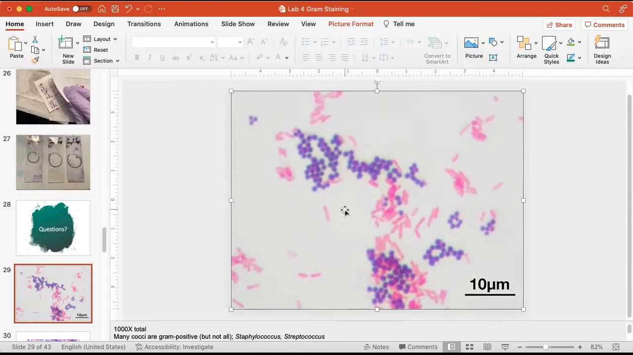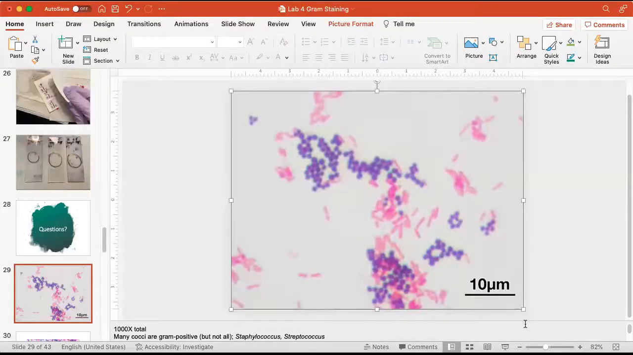What do you think about grouping? Do you see any grouping for the cocci or the rods? Anybody see any particular groupings? Are they forming chains or clusters? What do you think?